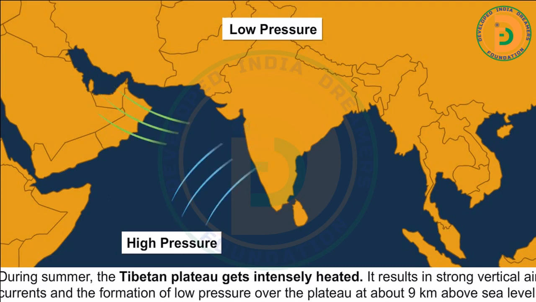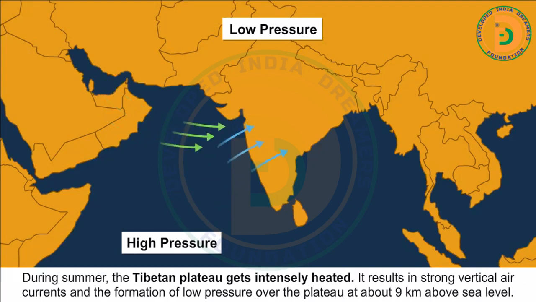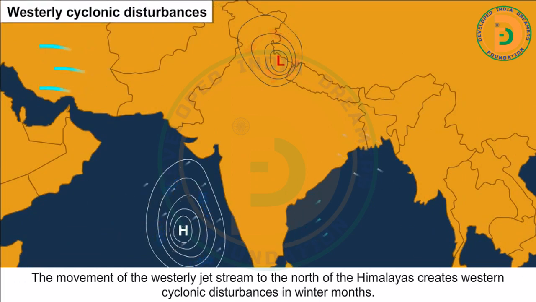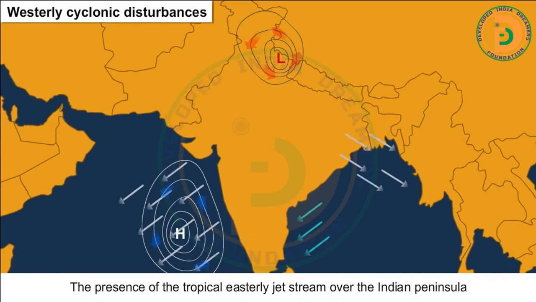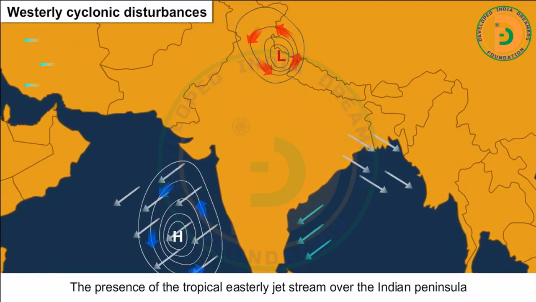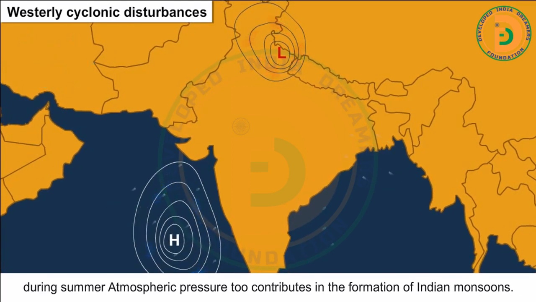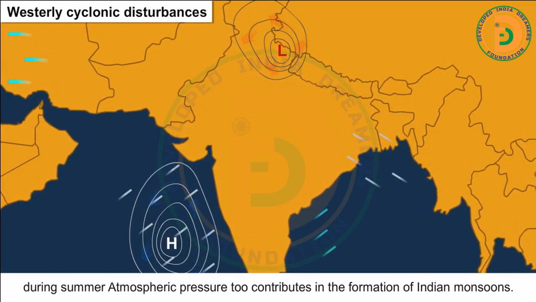Four, during summer, the Tibetan Plateau gets intensely heated. It results in strong vertical air currents and the formation of low pressure over the plateau at about 9 kilometers above sea level. The movement of the westerly jet stream to the north of the Himalayas creates western cyclonic disturbances in winter months. The presence of the tropical easterly jet stream over the Indian peninsula during summer, and atmospheric pressure too, contribute to the formation of Indian monsoons.